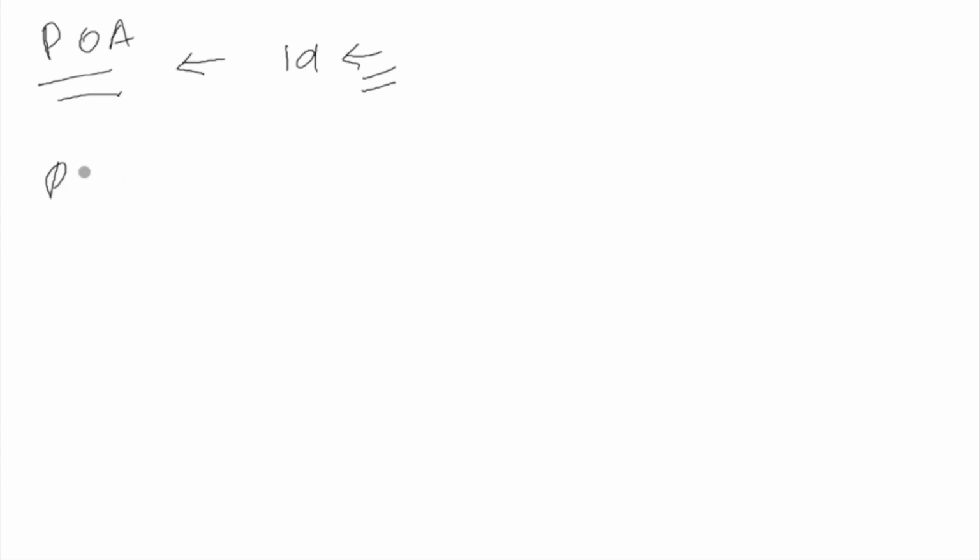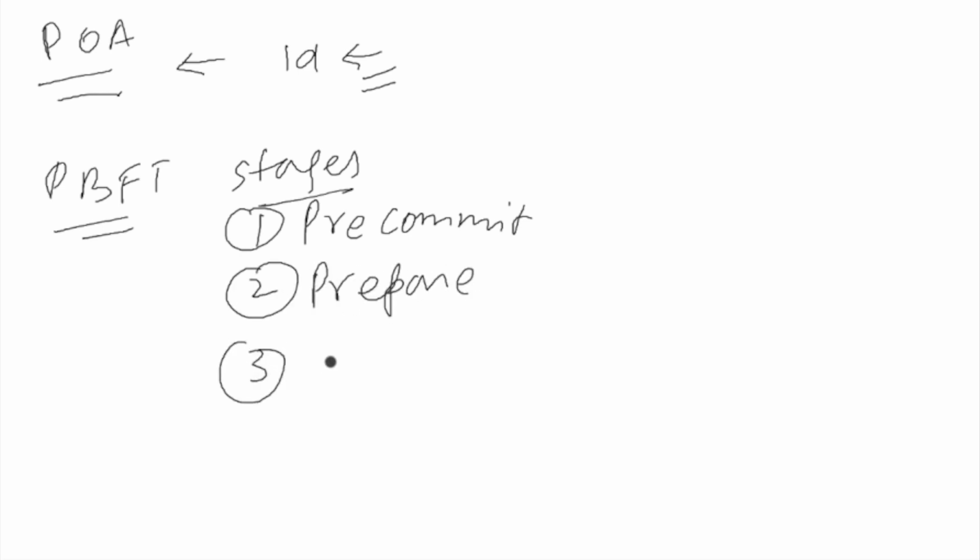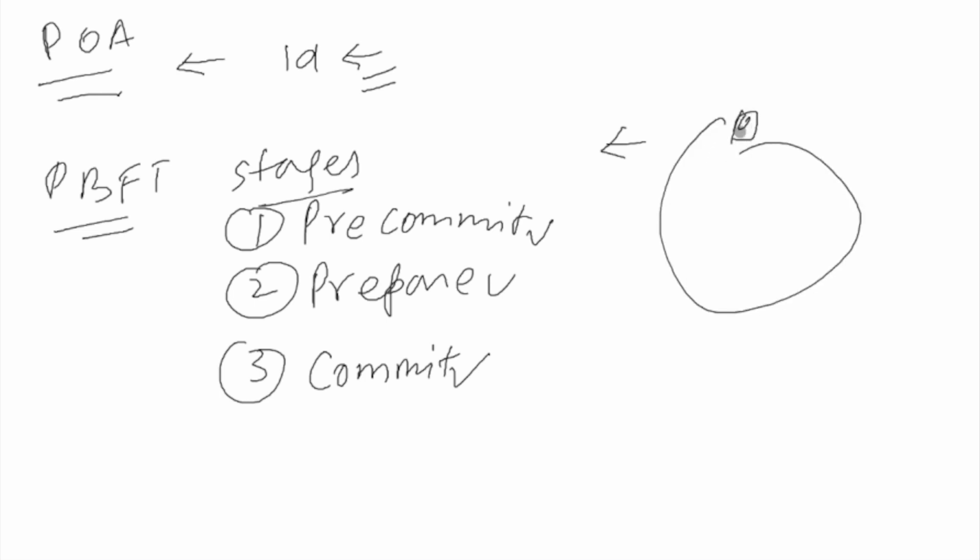Then comes PBFT, practical Byzantine fault tolerance, which contains three stages. One is pre-commit, second one is prepare, and third one is commit. This is a two-step process where the leader tells everyone to commit. Now every node prepares and broadcasts the block on the particular network. Everyone in the network will broadcast to each other what is going on, whatever the transaction is. Now the leader plus other nodes reach quorum, then commit the block.